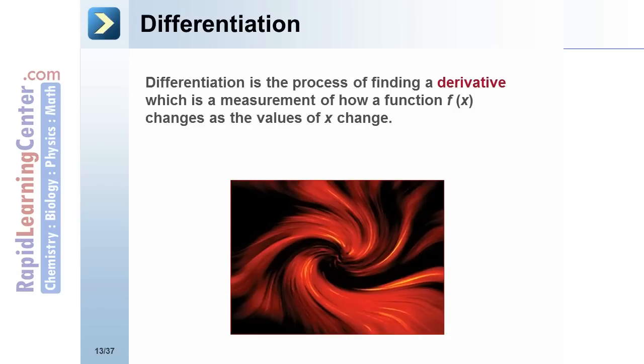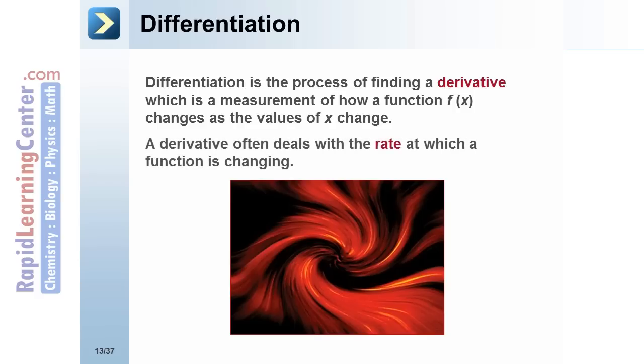Differentiation. Differentiation is the process of finding a derivative, which is a measurement of how a function f of x changes as the values of x change. A derivative often deals with the rate at which a function is changing.